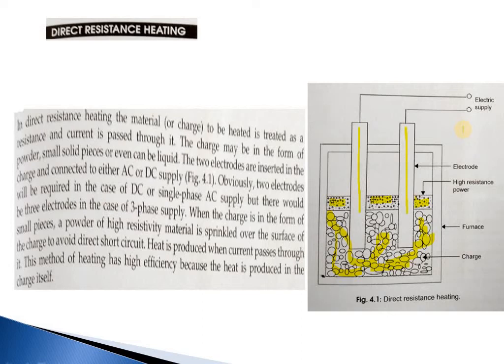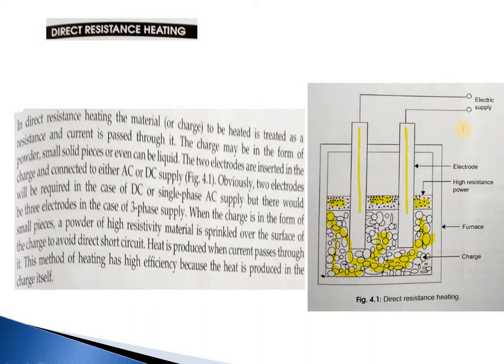Obviously, two electrodes will be required in case of DC or single phase AC supply, but there would be three electrodes in case of 3-phase supply. When the charge is in the form of small pieces, a powder of high resistivity material is sprinkled over the surface of the charge to avoid a direct short circuit. Heat is produced when current passes through it. This method of heating has high efficiency because the heat is produced in the charge itself. So this is the direct resistance heating method I have discussed here.